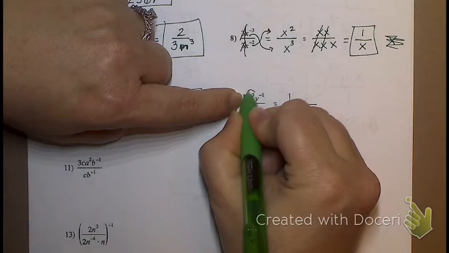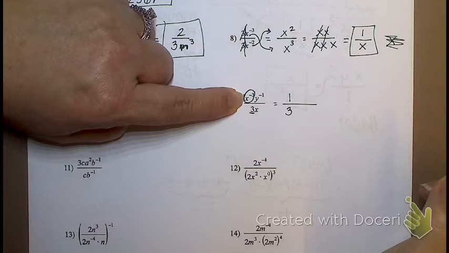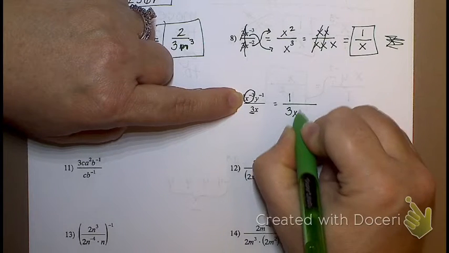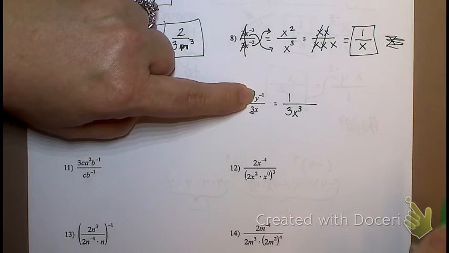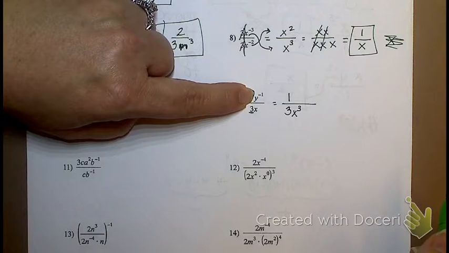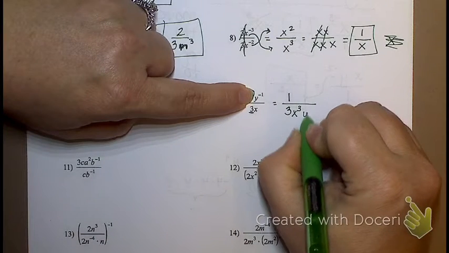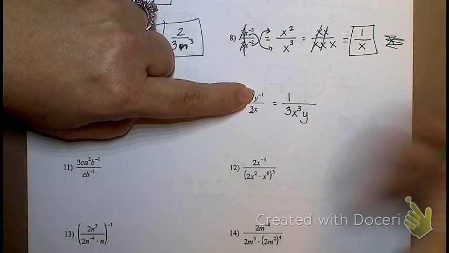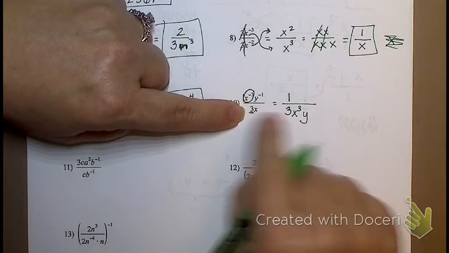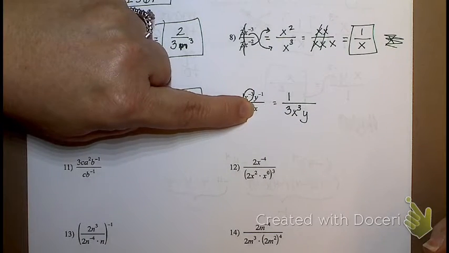X to the negative third, does that stay on the top or move to the bottom? Move to the bottom, and it becomes x to the positive third. Y to the negative 1, stay on the top or move to the bottom? Move to the bottom and becomes y to the positive 1, which just looks like this. The 3 I've already dealt with. What about this x? Stay on the bottom or move to the top?